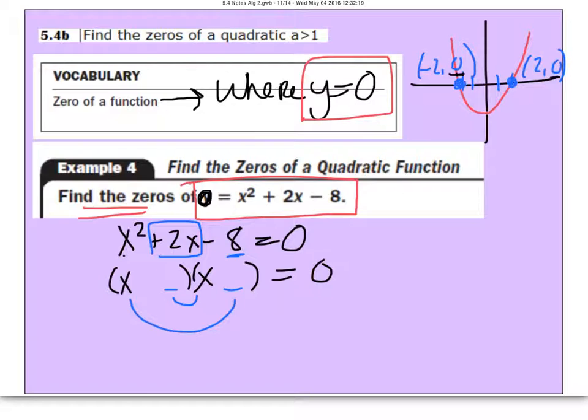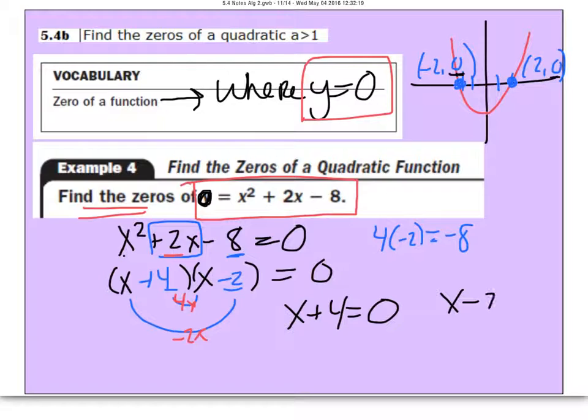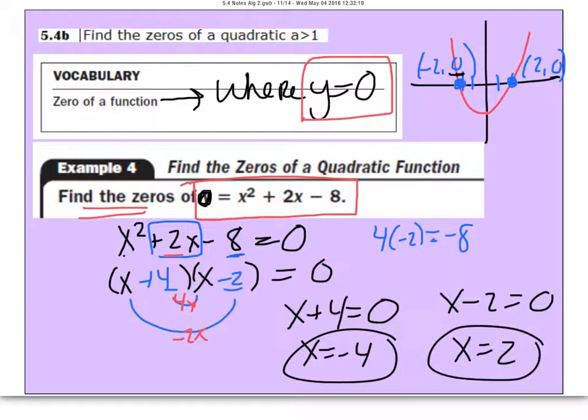Let's see, how about 4 times negative 2? That gives me a negative 8 when I multiply. Plus 4 minus 2. If I check it, that's 4x, negative 2x adds to 2x. We got it. Now we factored, but we must solve. So wrap it up, take the factors, set them equal to 0. Here I'm going to get x equals negative 4, x equals 2.